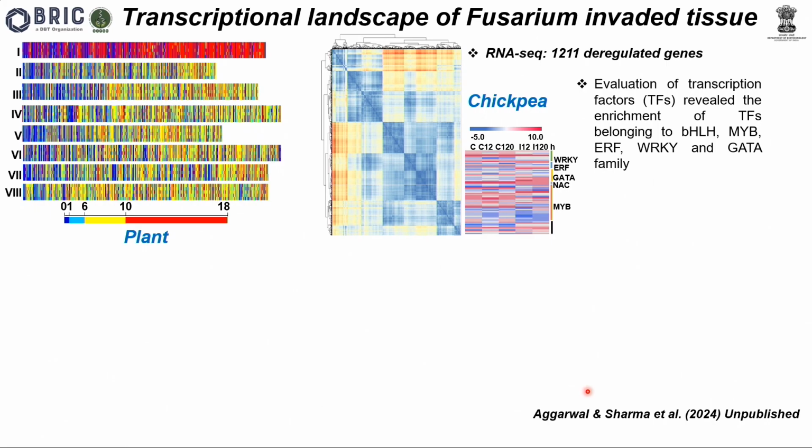Then we looked at the Arabidopsis data, which is the guinea pig of plant biology. Another group had already published that data, and we reanalyzed it. It showed that in Arabidopsis also BHLH topped the list. That suggests that in the plant, whether it is chickpea or Arabidopsis, BHLH and MYB are the 2 topmost transcription factor families which regulate this whole process.